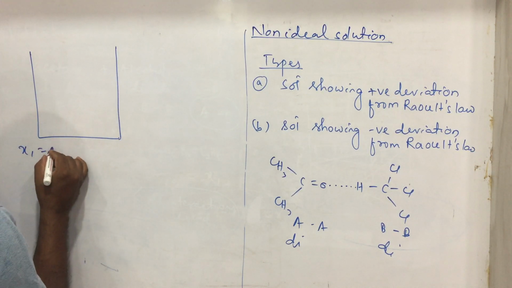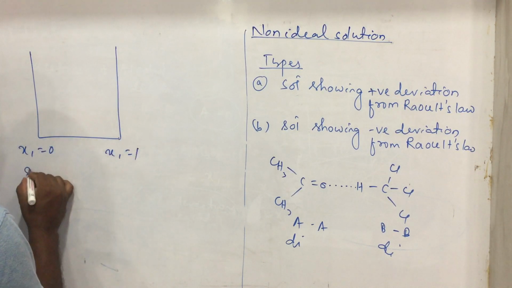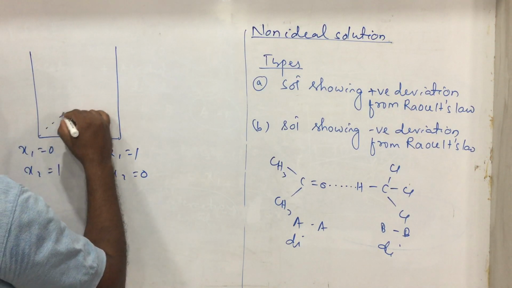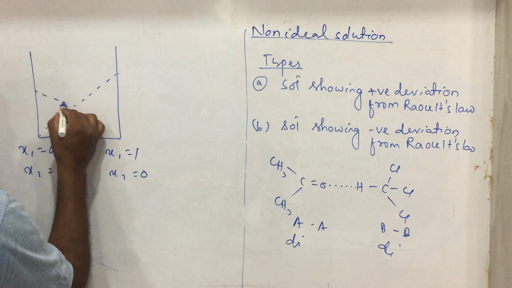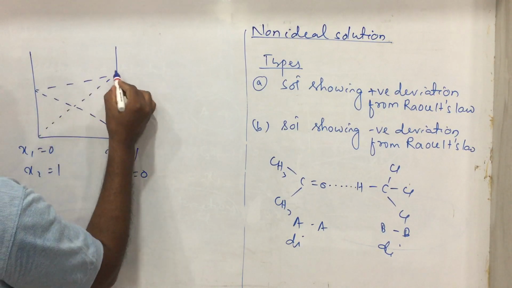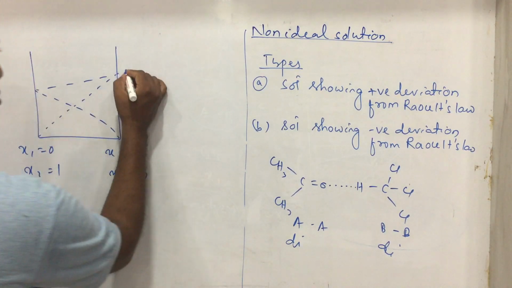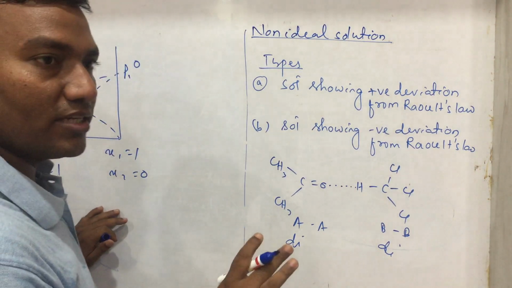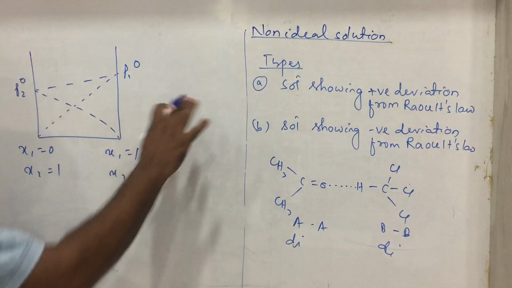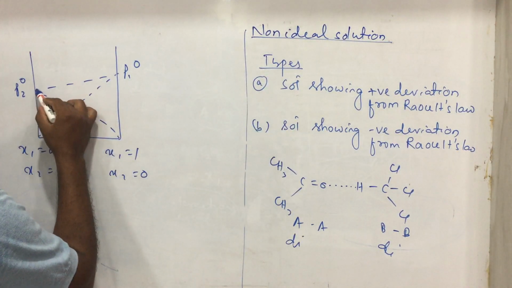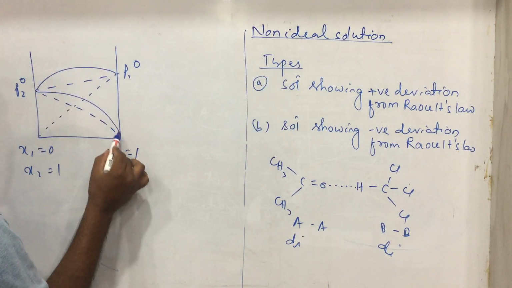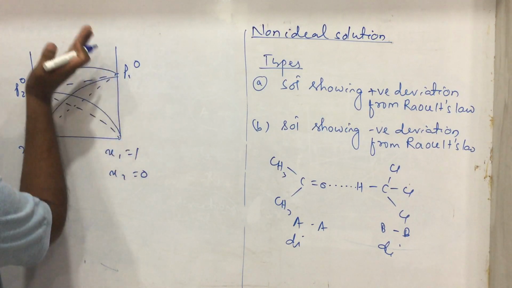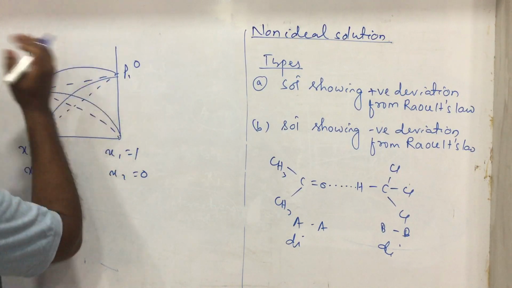Last class we have read like this: Xi1 0, Xi1 1, Xi2 1, Xi2 0. So this graph is true, this is P1 naught and this is P2 naught. This graph is true when the solutions are ideal. But here they are non-ideal. So positive deviation means all graphs are positive. Vapor pressure increases. That's why all graphs show above, positive deviation.